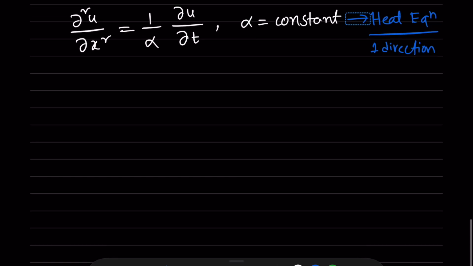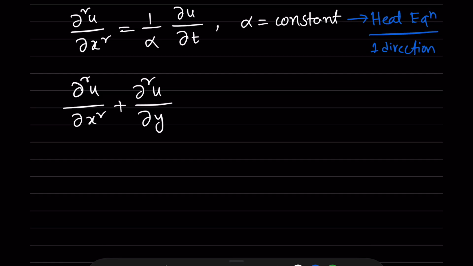There could be more examples. Just to give you an idea, if this is a heat equation in one direction, then what could be the heat equation in three directions? Sorry, let me change the color.